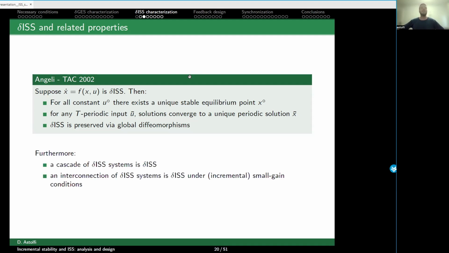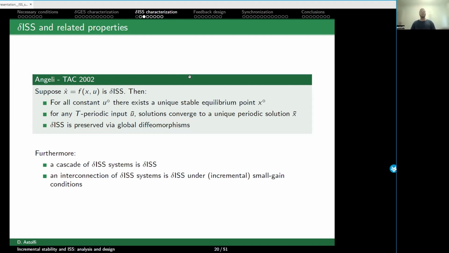Moreover, we also have that a cascade of incremental ISS systems is also incremental ISS, and similarly to the non-incremental context, if we have the interconnection of two incremental ISS systems, we can conclude that the overall system is incremental ISS if we have an incremental small gain condition verified. So this extends in a natural way what we know about ISS cascade and interconnection of ISS systems, but in the incremental context.